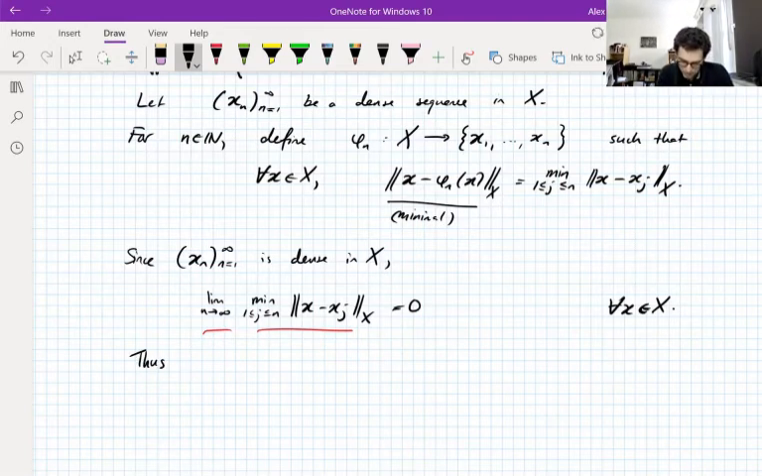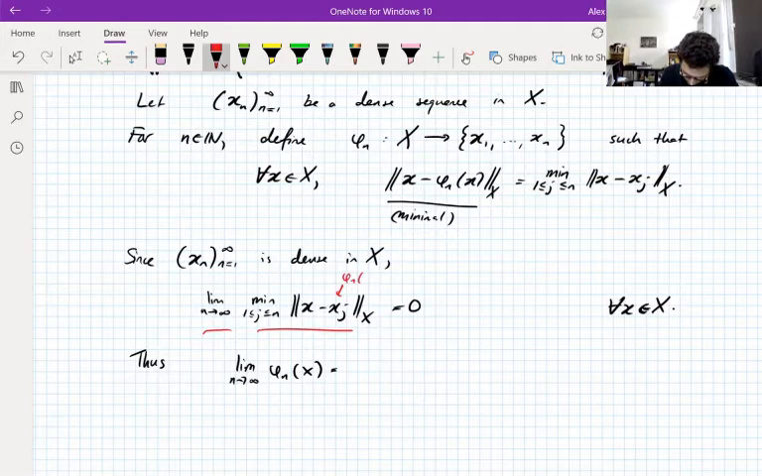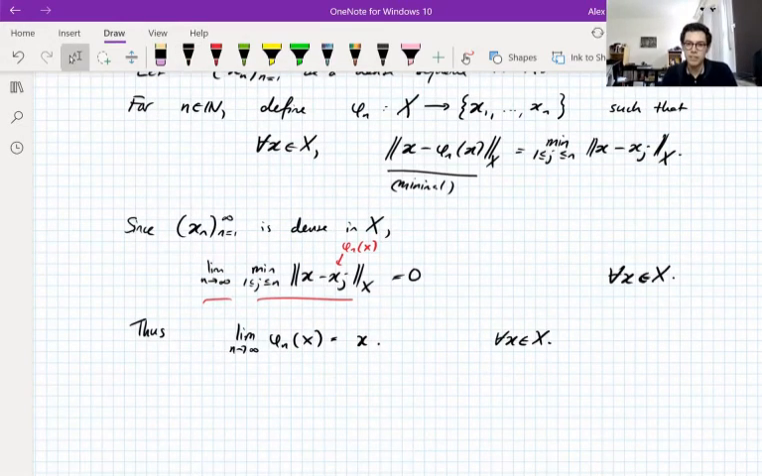And because this minimum is how we define phi n of x, what we get is that the limit as n goes to infinity of phi n of x is, hang on, I wrote a little mistake here. This xj that we define here is phi n of x. We define phi n of x to be the xj that achieves this minimum. So what we find is that the limit as n goes to infinity of phi n of x is x for every x. Is this relatively clear? Take it as given, it'll be fine.